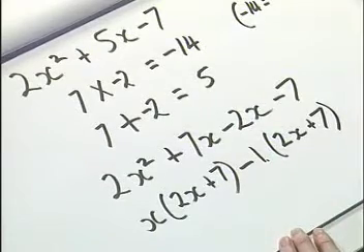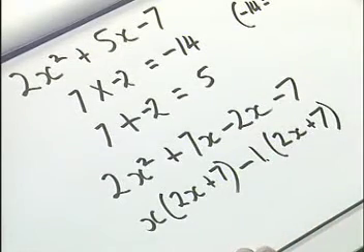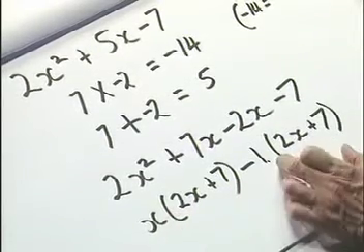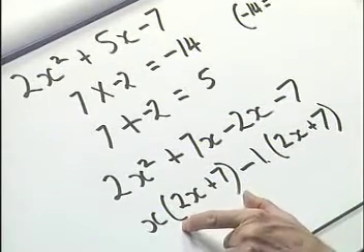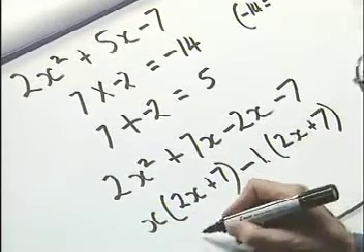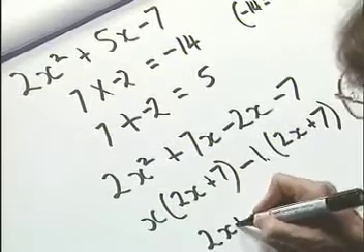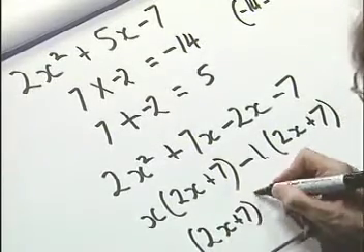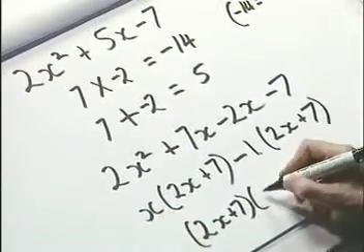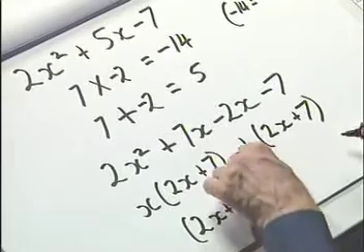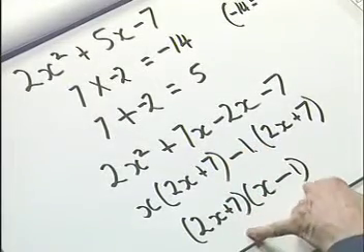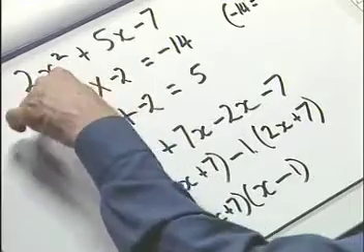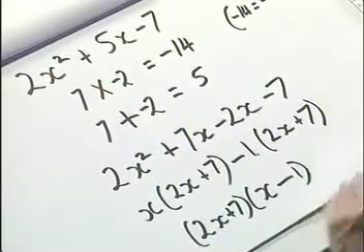We close the bracket. Two lumps of algebra again, this one and this one. In each one there's this common factor of 2x plus 7. So we'll take that out, 2x plus 7, and that's multiplying x, and it's multiplying minus 1. And so we have got this factorization of the expression that we began with.